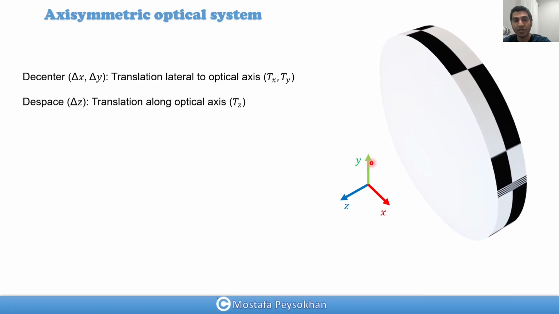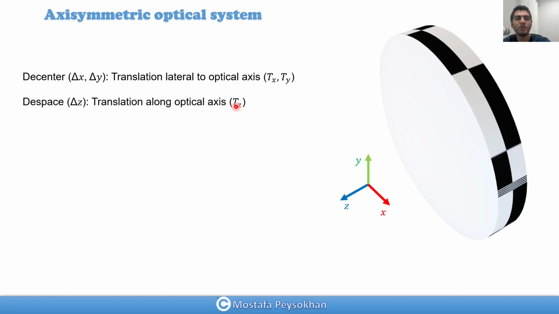And the other parameter is defocus. What does it mean when we say this lens is defocused by 100 micron? Defocus means translation in the z direction, or along the optical axis. We have a parameter which we call Tz, which is translation in the z direction.